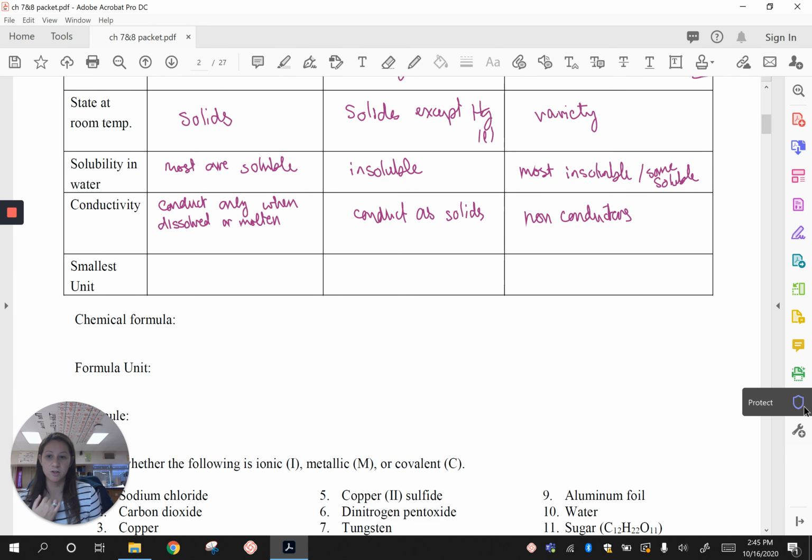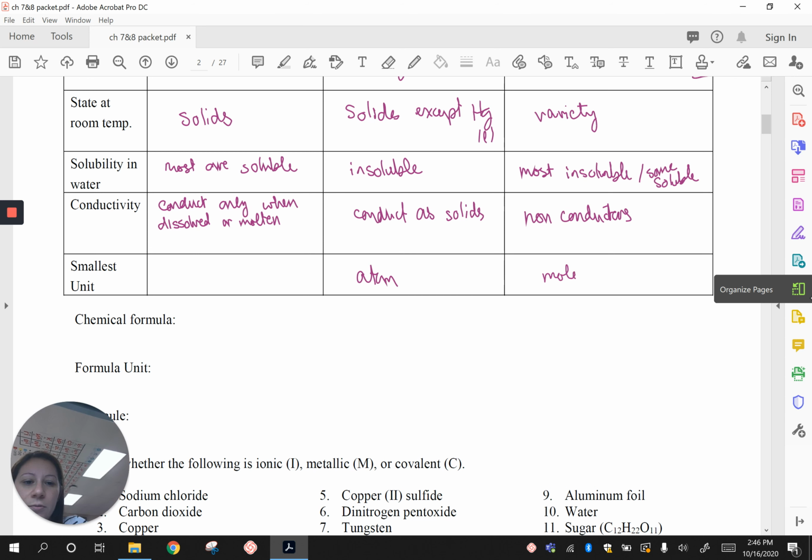Okay, the smallest unit. So if I have a tiny bit of copper, a metal, what do I call that? Like the smallest unit of copper? Well, it'll be called an atom of copper. So the smallest unit of metallic substance is an atom. How about water? Covalent. If I have just one tiny thing of water, what do I call that? The smallest unit of water. I call that a molecule. You have a molecule of water, a molecule of CO2.